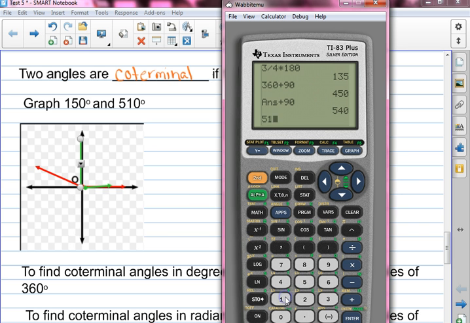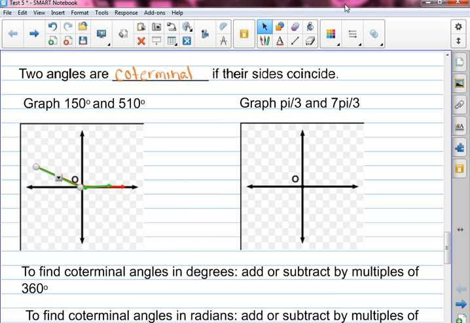So 510 minus 450, whoops. Don't you love it when things don't work? There we go, and you're here. You're 30 degrees away from there. Do you see how they're coterminal? They end at the same spot, and I'll do another one of these in class. They end at the same spot, which means they're coterminal.